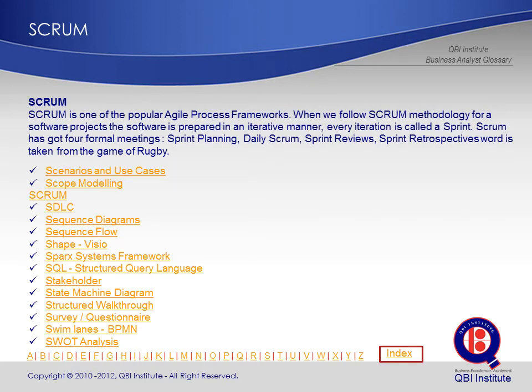SCRUM. SCRUM is one of the popular agile process frameworks. When we follow Scrum methodology for our software projects, the software is prepared in an iterative manner. Every iteration is called a sprint. Scrum has got 4 formal meetings: sprint planning, daily Scrum, sprint reviews, and sprint retrospectives. The word Scrum is taken from the game of rugby.